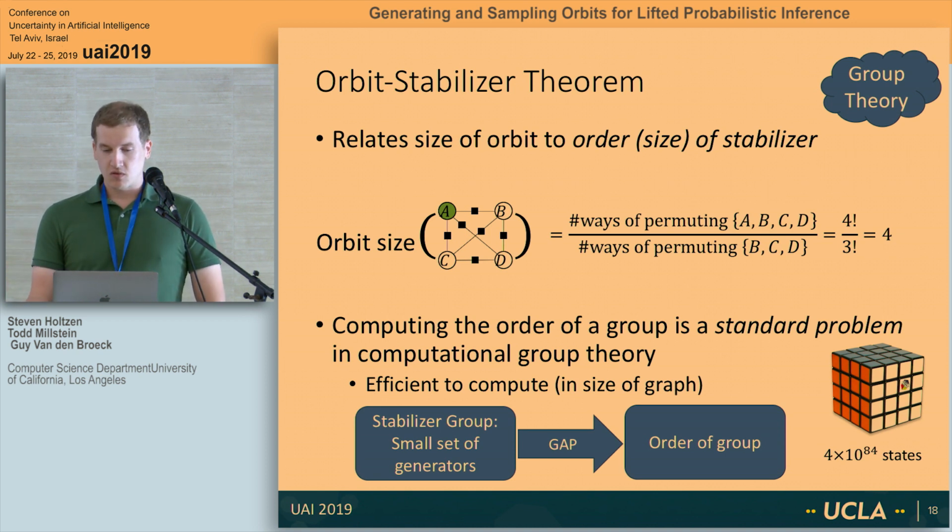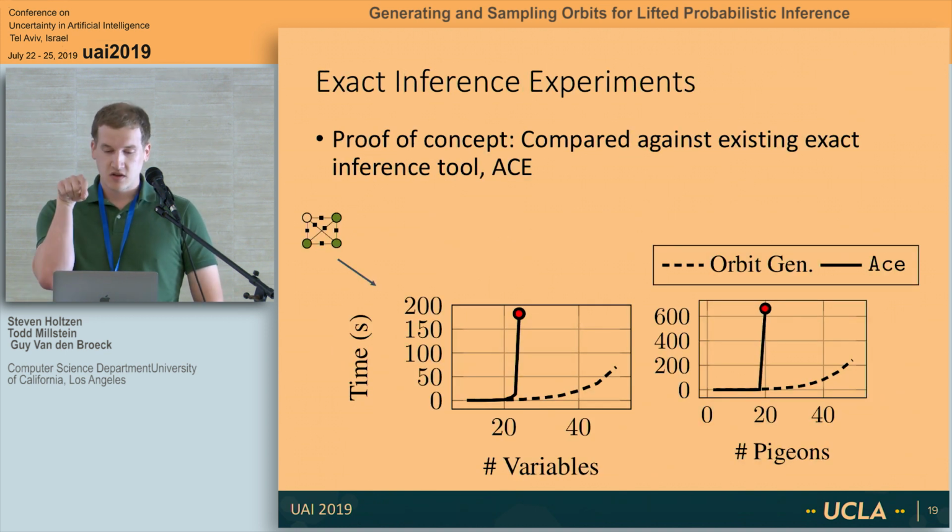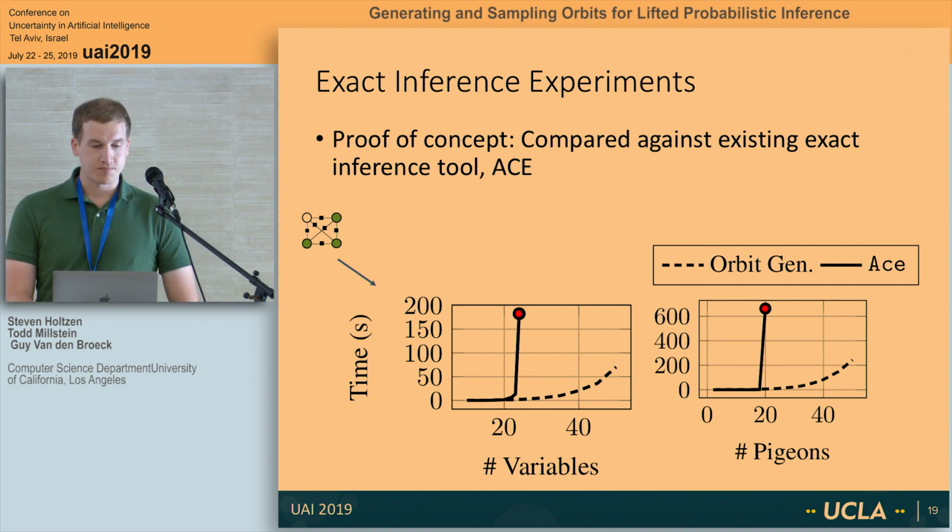You can use this order computation algorithm to count the number of configurations of, for example, a Rubik's Cube. And it can count that this Rubik's Cube with 4 possible faces, with 4 individual cubes on each face, has 4 times 10 to the 84 states, which is a tremendous number of states. And it can do this in milliseconds. It's extremely fast. So it can really exploit a lot of symmetry in the problem to count quickly.